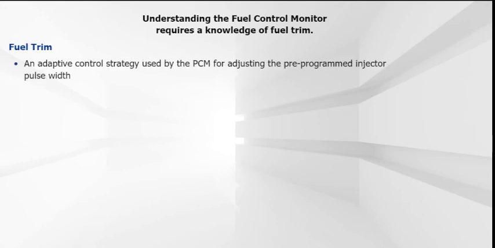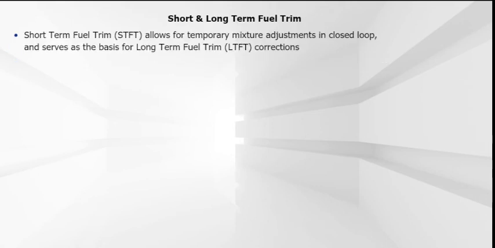Fuel trim is an adaptive control strategy used by the PCM for adjusting pre-programmed injector pulse width. Short-term fuel trim, or STFT, allows for temporary mixture adjustments in closed loop and serves as the basis for long-term fuel trim, or LTFT, corrections. For example, if the mixture is biased lean due to an air leak, STFT will compensate for the imbalance by adding fuel or increasing injector pulse width.